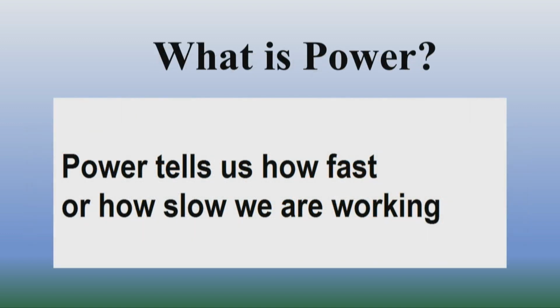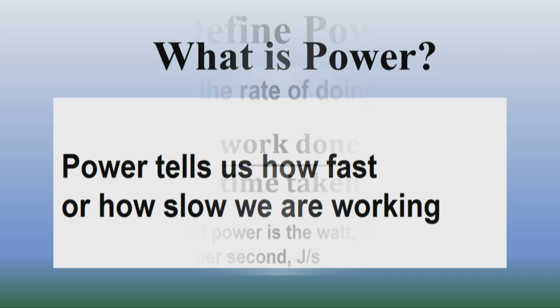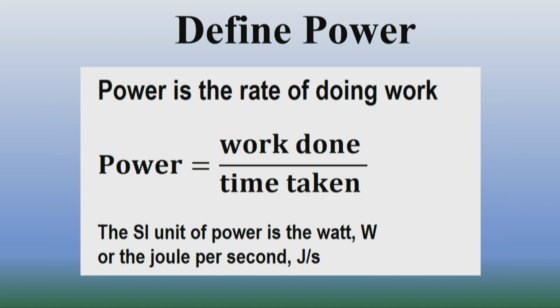Power tells us how fast or how slow we are working. Hence, power is the speed at which we do work. Power is the rate of doing work. Power is equal to work done divided by time taken. The SI unit of power is the watt, or the joule per second.